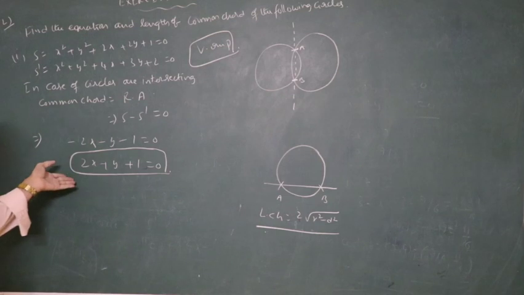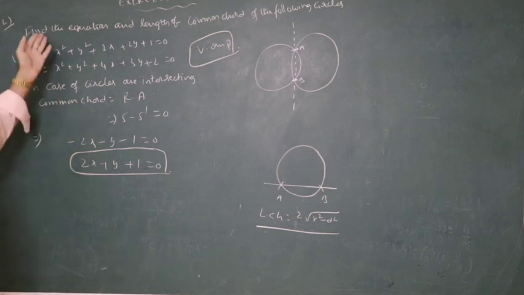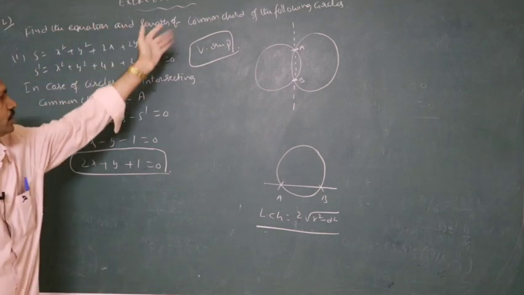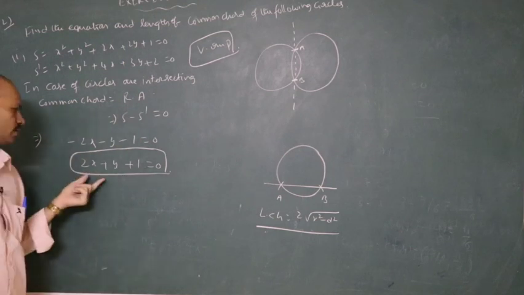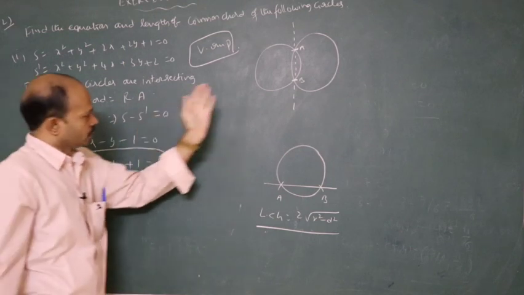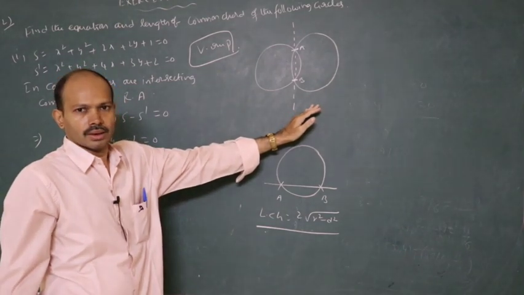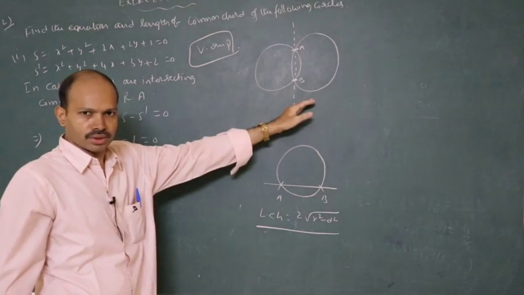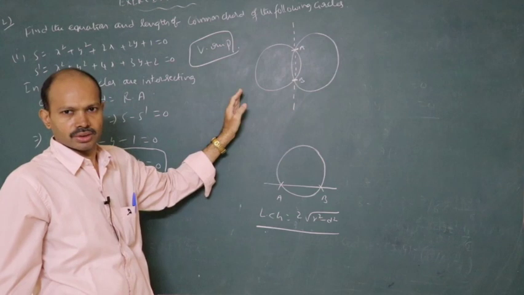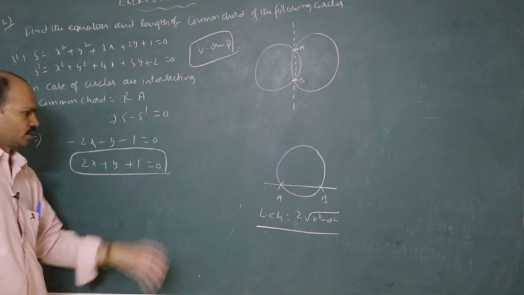While this is the equation of radical axis, we want the length. While finding the length for this, you can use either this circle or this circle. Both always give the same answer.